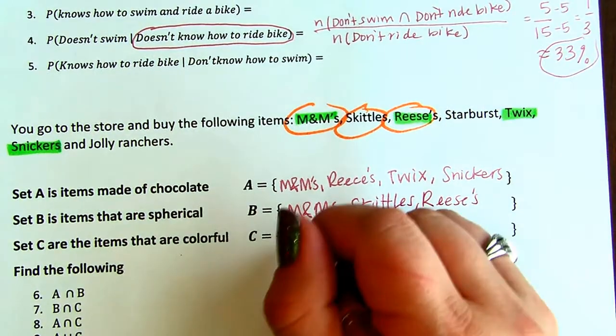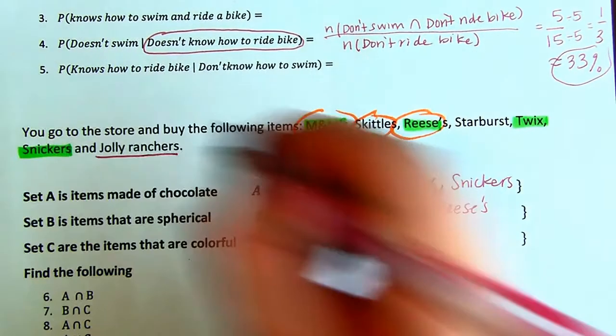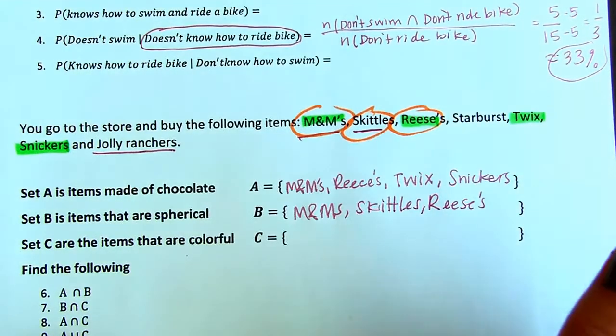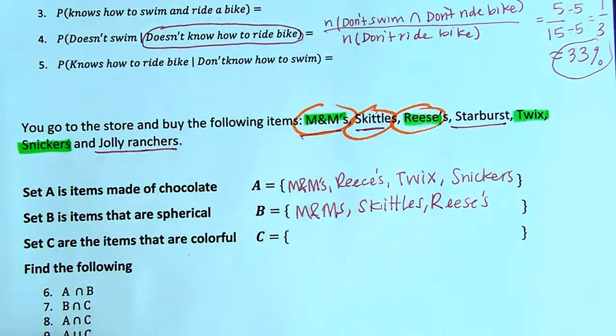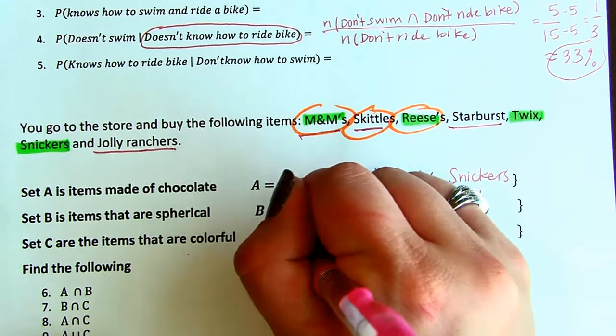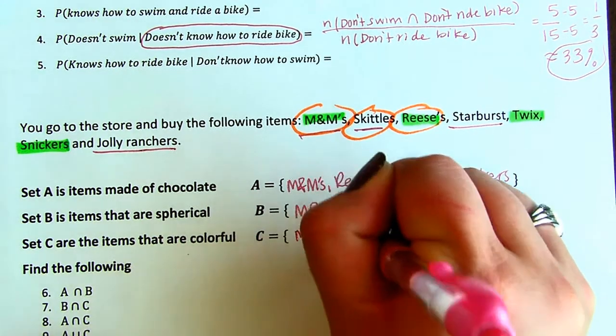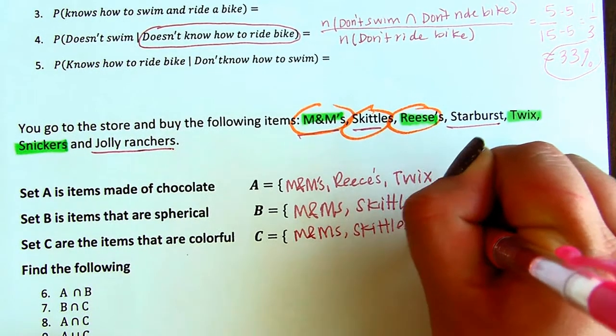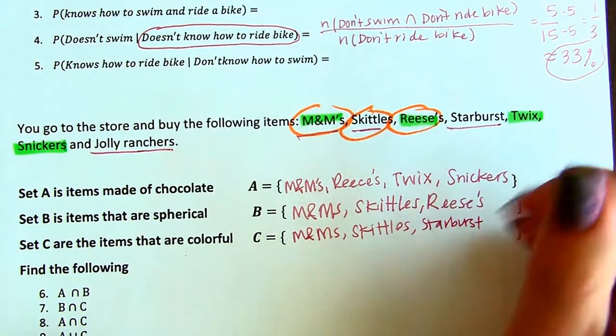And then C are all the items that are colorful. So Jolly Ranchers are colorful. I'll underline those. Jolly Ranchers, M&Ms, Skittles, Starburst. M&Ms, Skittles, Starburst, and Jolly Ranchers.